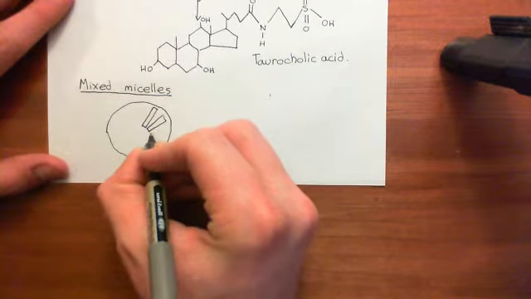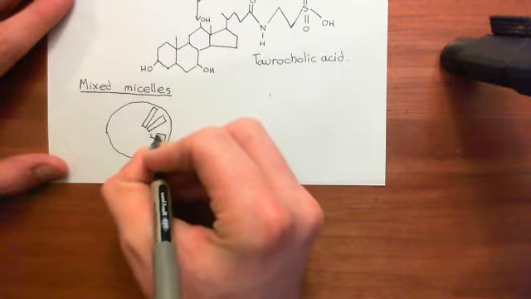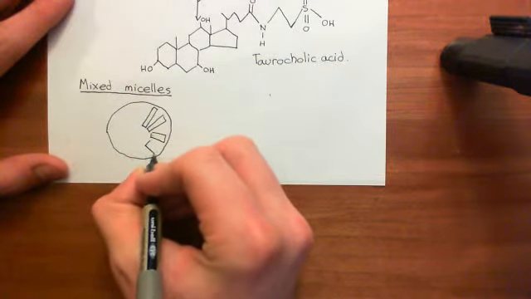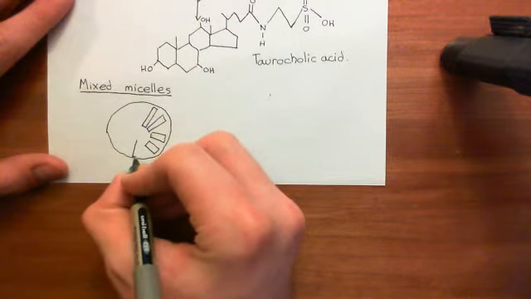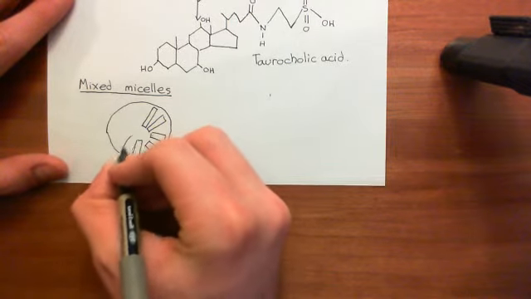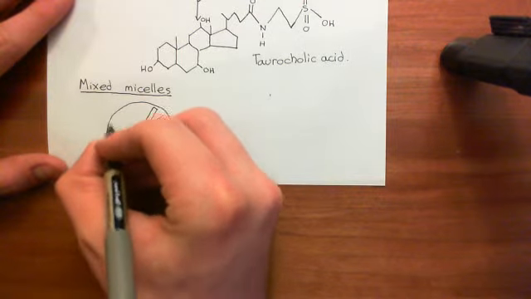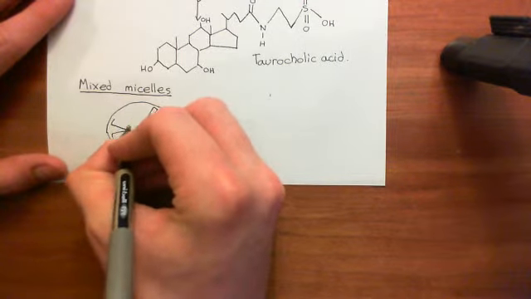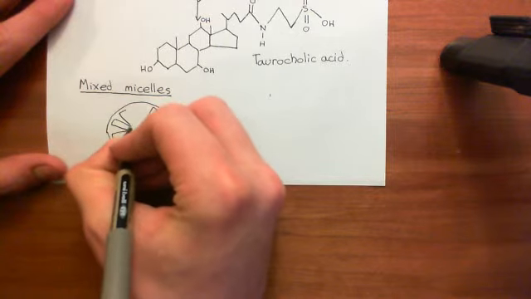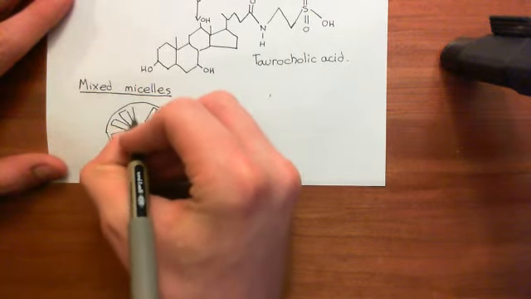What you're going to have is a monolayer of bile acid molecules going round and making the surface of this sphere like so. Okay, so you'll have a complete surface made out of these bile acids like so. Okay, and this is what a mixed micelle is basically.